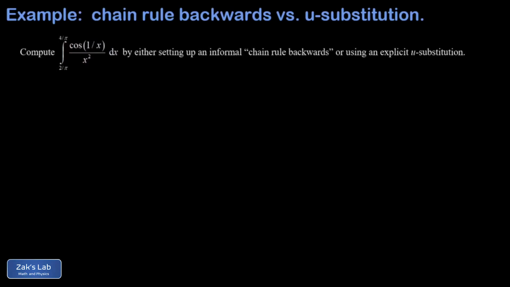In this video, we're computing a definite integral, the integral from 2 over pi to 4 over pi of cosine of 1 over x divided by x squared. And we're going to do this first informally by setting up the chain rule backwards, and then we'll follow it up with a formal u substitution.